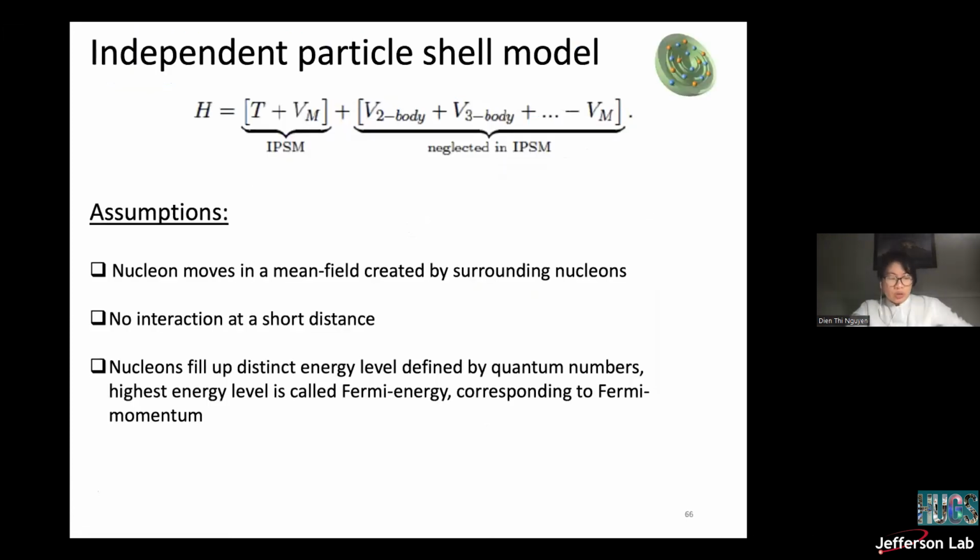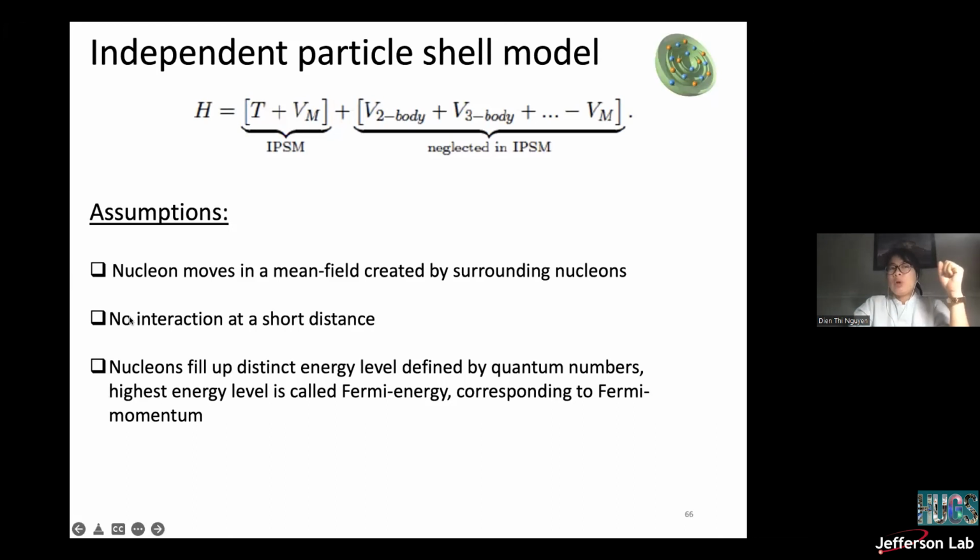Now we go to the second model, the independent particle shell model. What is this model's assumption, what's good about it, and what is its limitation? The assumption of the independent shell model is that a nucleon moves in a mean field created by the surrounding nucleons. You can think of the picture as one nucleon moving in the field that is created by everything else surrounding it. That's the assumption about the shell model.